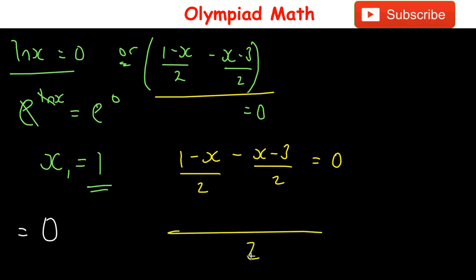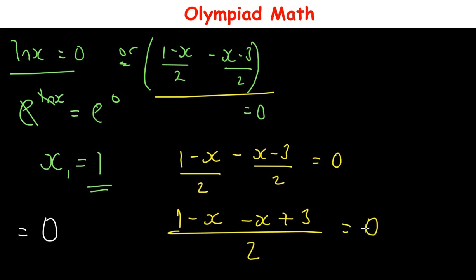2 we divide 2, 1. 1 times 1 minus x is 1 minus x. So minus 1 times this will become minus x plus 3. This equals 0. So from here, 1 plus 3 is equal to 4. So we have 4 minus x minus 2x all over 2.